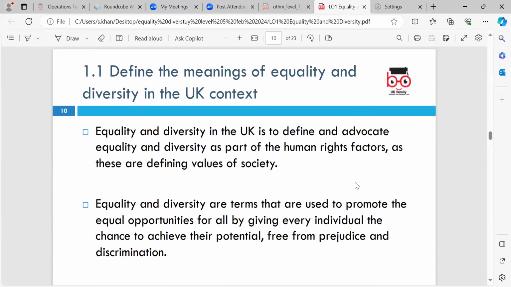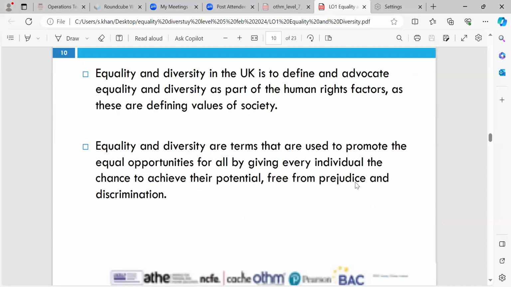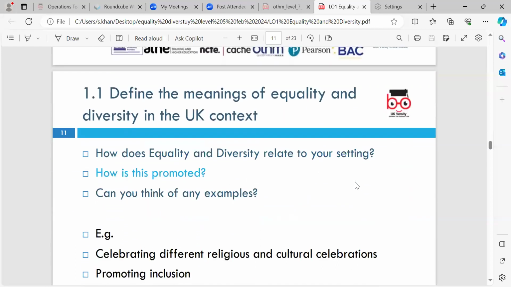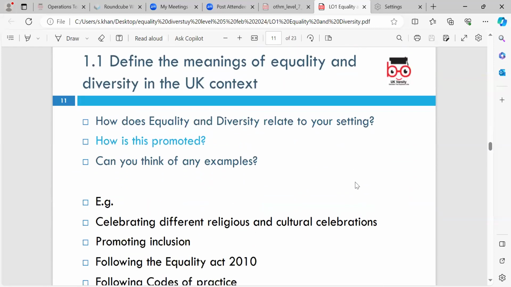So we're looking at defining the meanings of equality and diversity in the UK. So it's to advocate equality and diversity as part of, like I mentioned, our human rights. We're defining our values and to promote equality for every individual, so that there's no form of prejudice or any form of discrimination occurring within the workplace or within any sort of environment. How does equality and diversity relate to your setting?